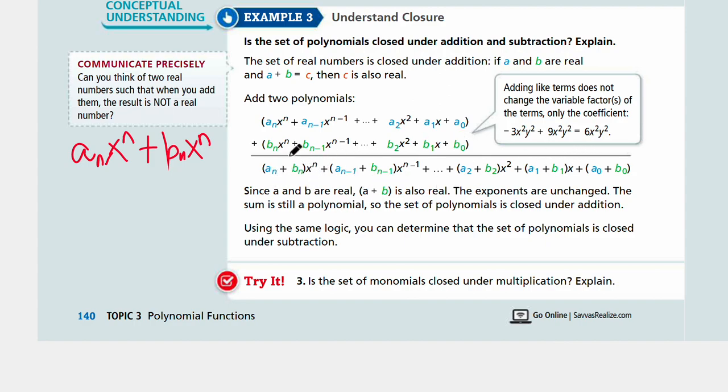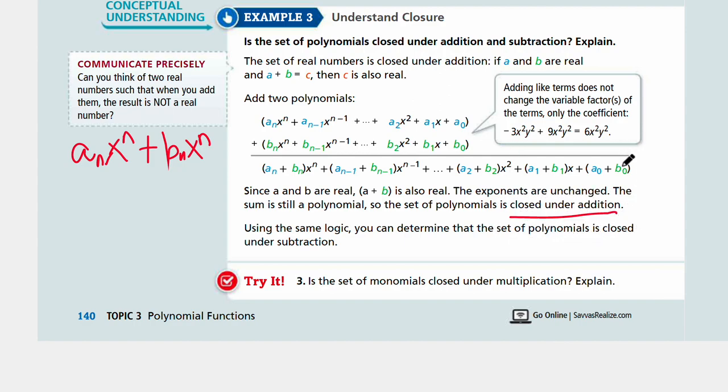We can represent two polynomials, and the addition of those two polynomials would still be a polynomial, right? Because we have a real number as a constant, and then we have the nth term. So a and b are real, and a plus b would also be real, and the exponents are still going to be the same for each term. It's still a polynomial, right? So it ends up being a polynomial. This means it's closed under addition.